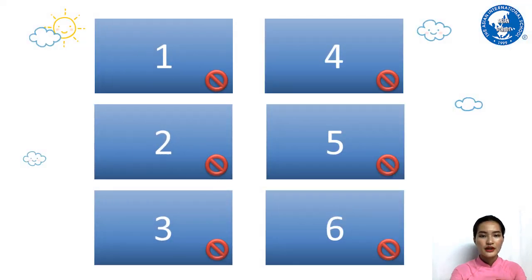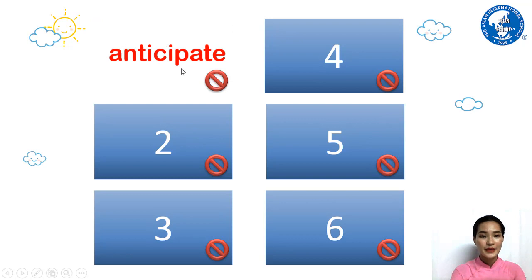Now, look. As you can see, we have 6 boxes on the screen, right? So you will pick 2 numbers. And then let's see if they match each other or not. Are you ready? Let's get started. Now, let's begin with number 1. Anticipate. So what do you choose? Let's try with number 4.